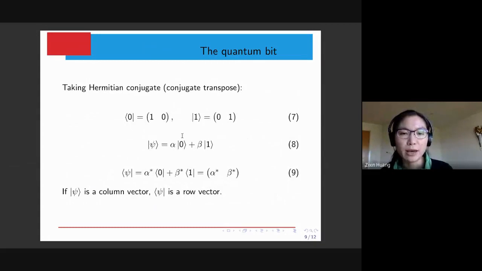So now if we have a bra vector, we take the Hermitian conjugate. In vector notation, this means taking the transpose conjugate, so a column vector becomes a row vector. Once again, if we are transposing ket psi, alpha ket 0 plus beta ket 1, now that we have bra psi, this becomes alpha conjugate bra 0 plus beta conjugate bra 1. And this will be a row vector containing alpha conjugate and beta conjugate.